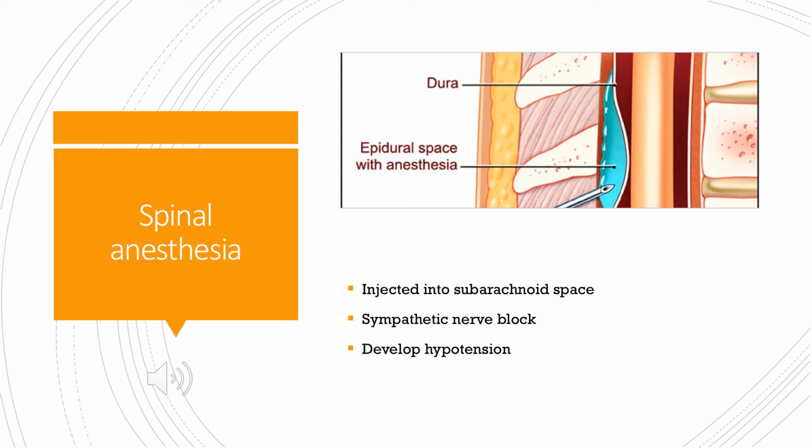Spinal anesthesia, which is also called spinal block, is a type of regional anesthetic. Here the local anesthetic will be injected into the subarachnoid space with a fine needle, usually 9 centimeters in length. It is a safe and effective form of anesthesia which will cause a sympathetic nerve block.